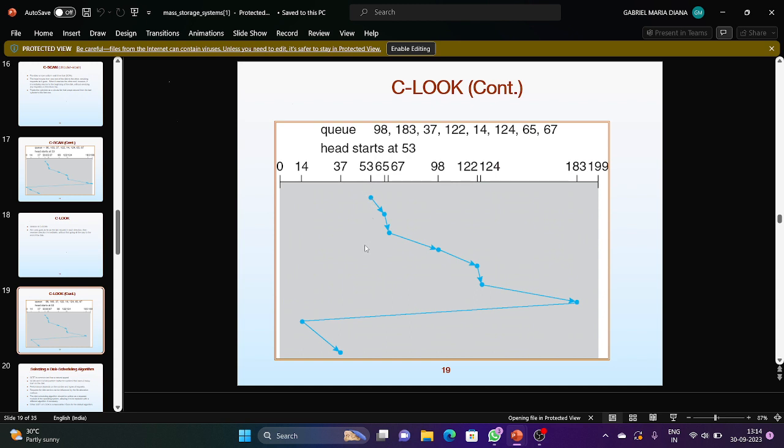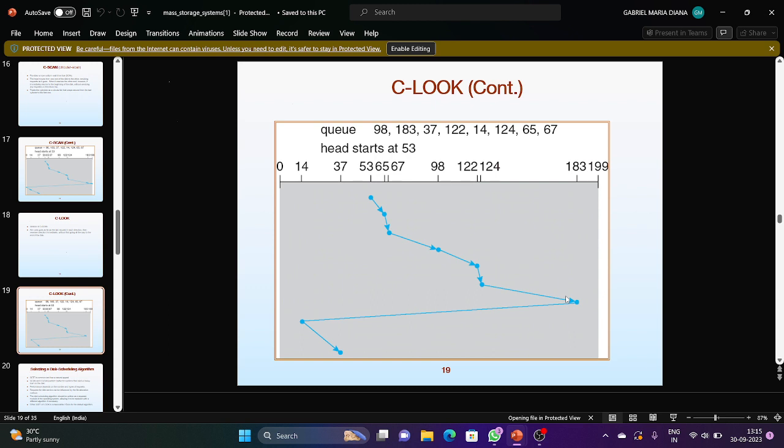The starting value is the initial state of the read write head, where the read write head points in order to access the data from the sector. So 53 is assumed as the read write head starting position. From 53 it serves the 65 process, then 67, then 98, then 122, then 124, then 183 will be served.